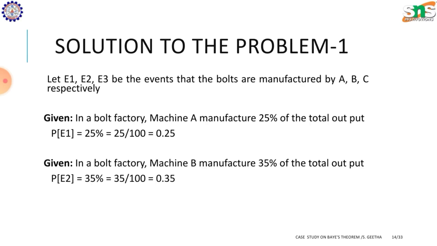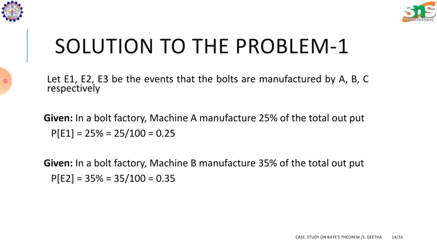Next, solution to the problem 1. Let E1, E2, E3 be the events that the bolts are manufactured by machines A, B, C respectively. Given in a bolt factory, machine A manufactures 25% of the total output. Therefore, probability of E1 is equal to 25%, that is equal to 25 by 100, which is equal to 0.25.